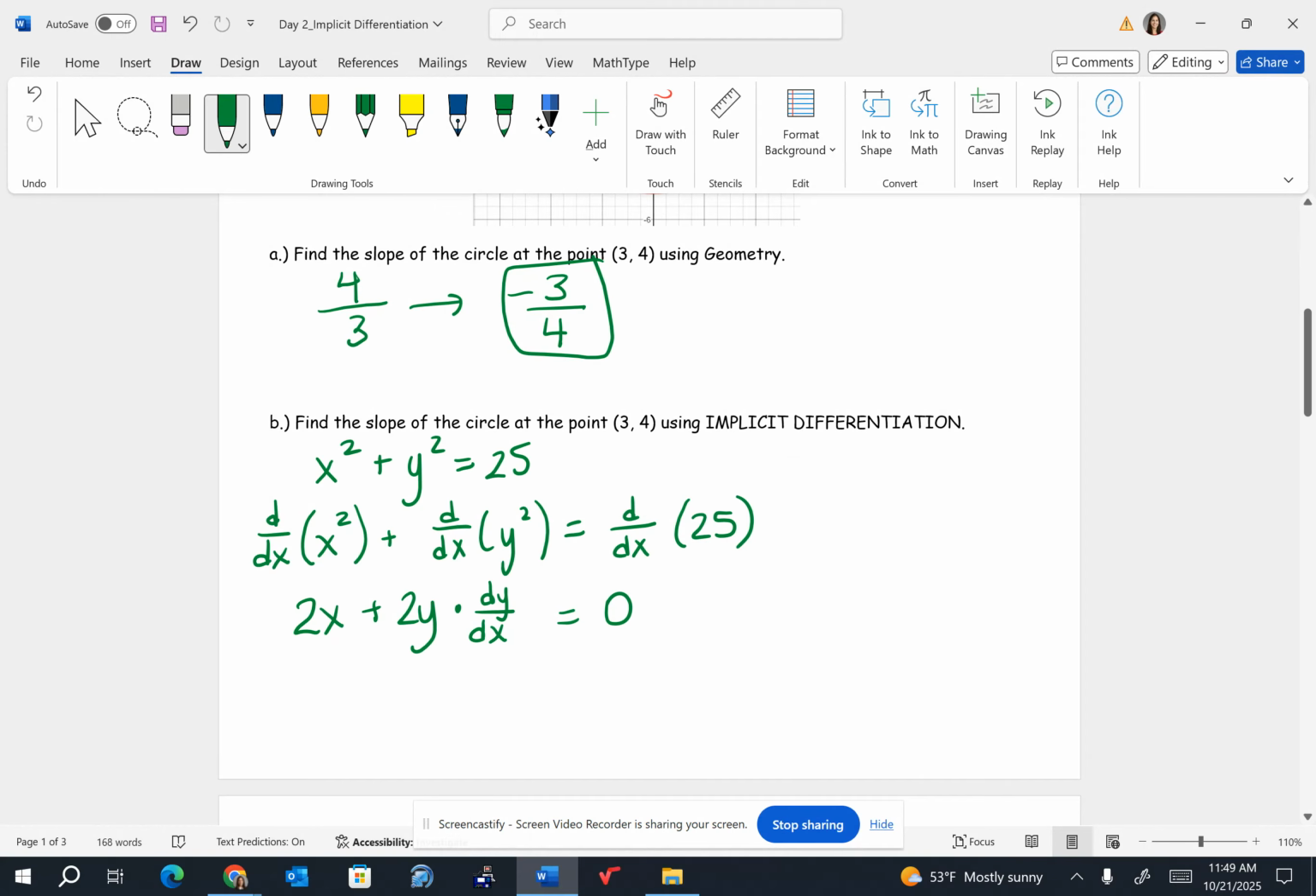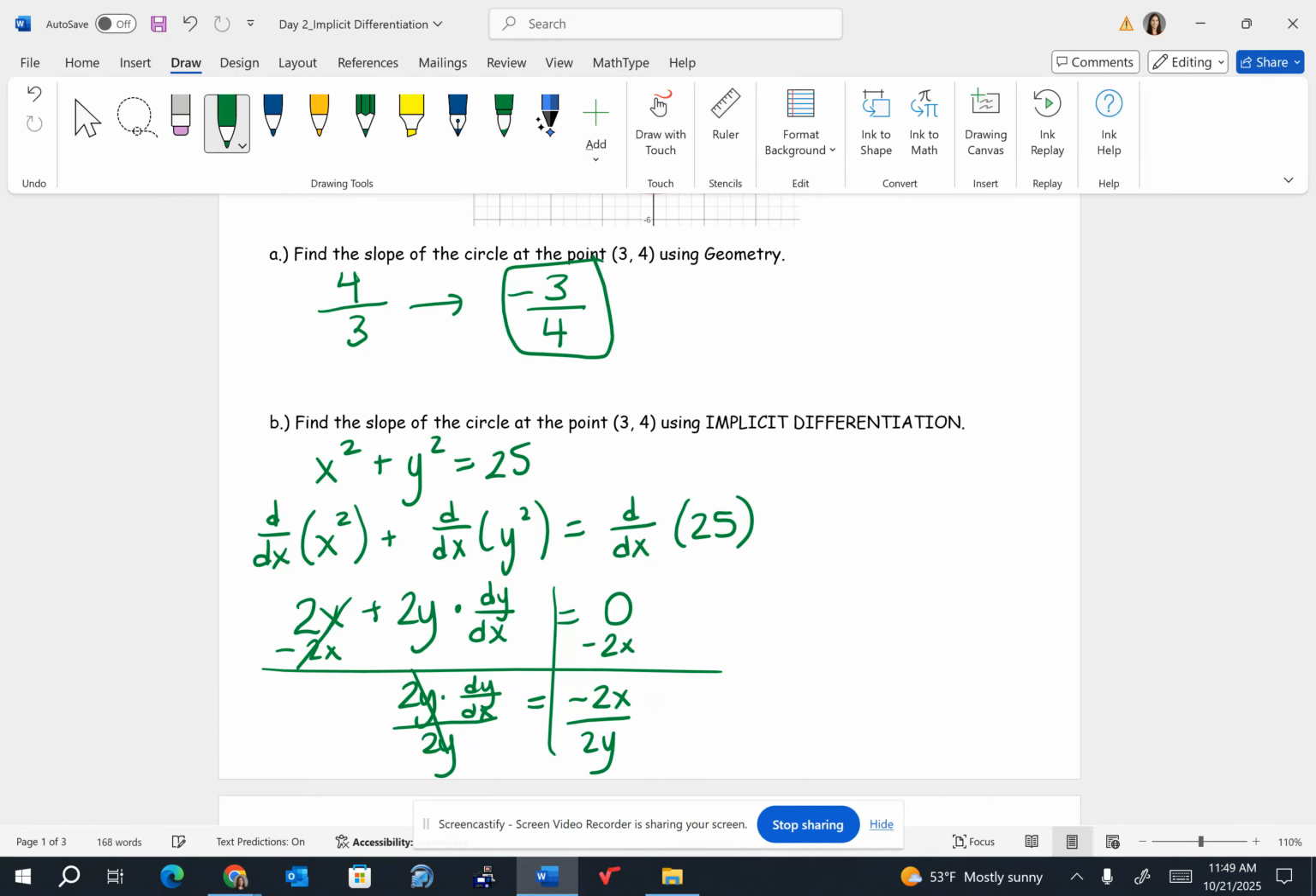So what we can do is solve for dy/dx, and that will give us the slope of the tangent line. I'm going to do just some old algebra 1 solving. I'm trying to isolate dy/dx, so I'm going to subtract 2x from both sides. I'm left with 2y dy/dx equals 0 minus 2x, which is -2x. Then I'll divide both sides by 2y to isolate dy/dx. So dy/dx is -2x over 2y.